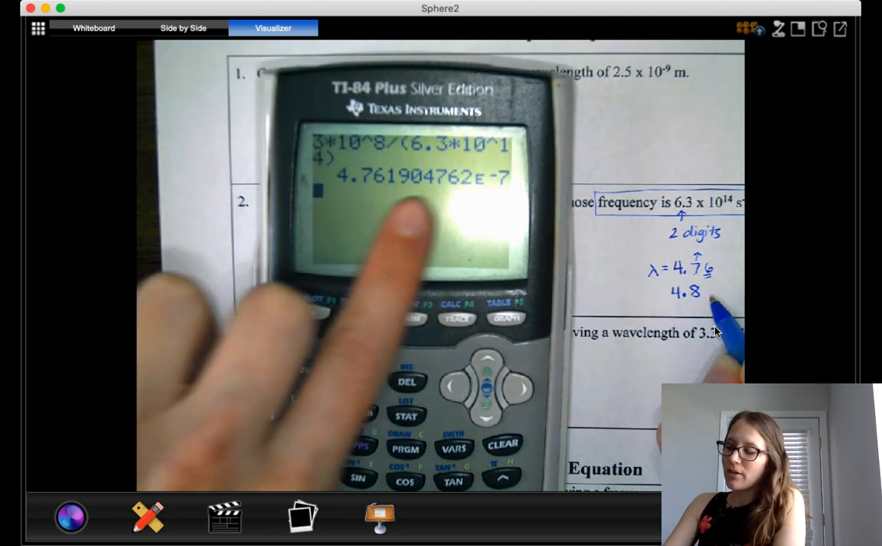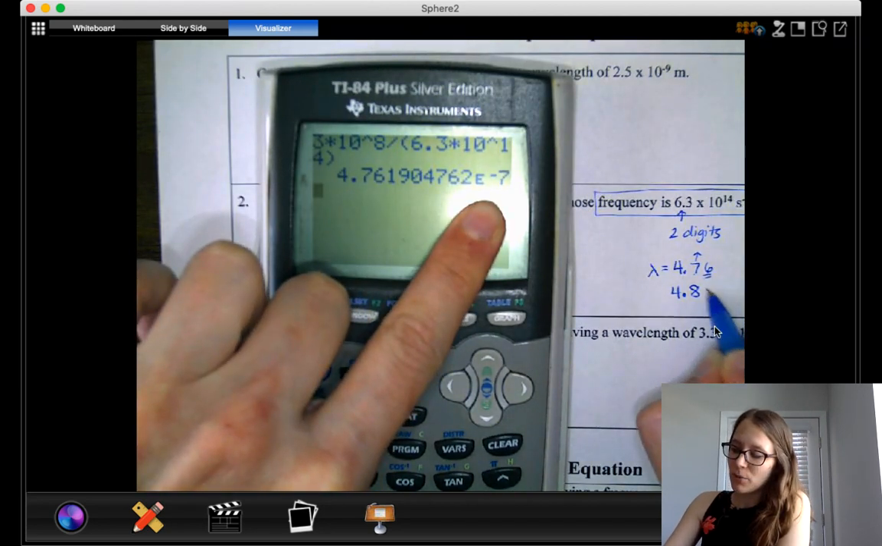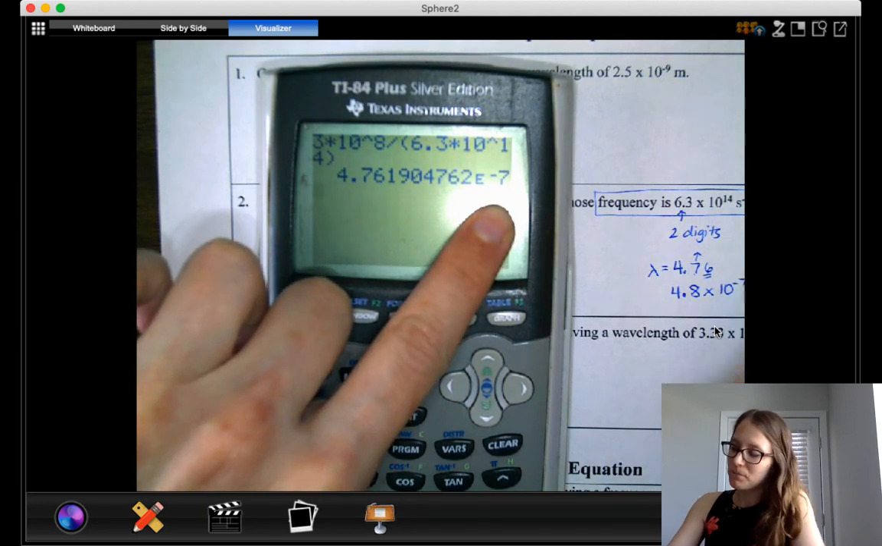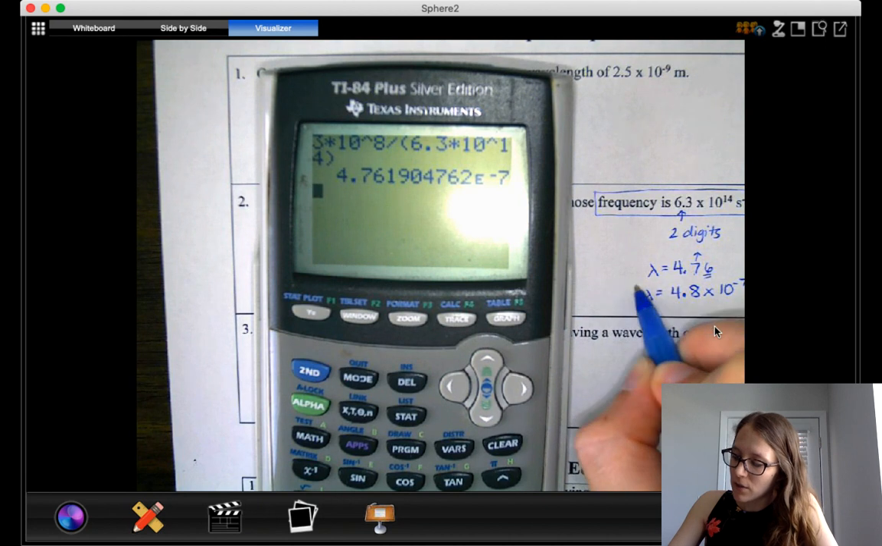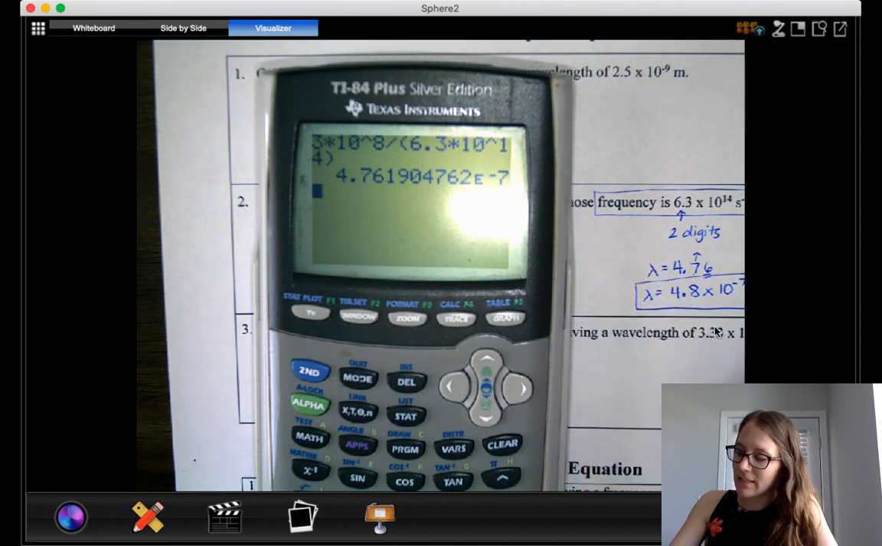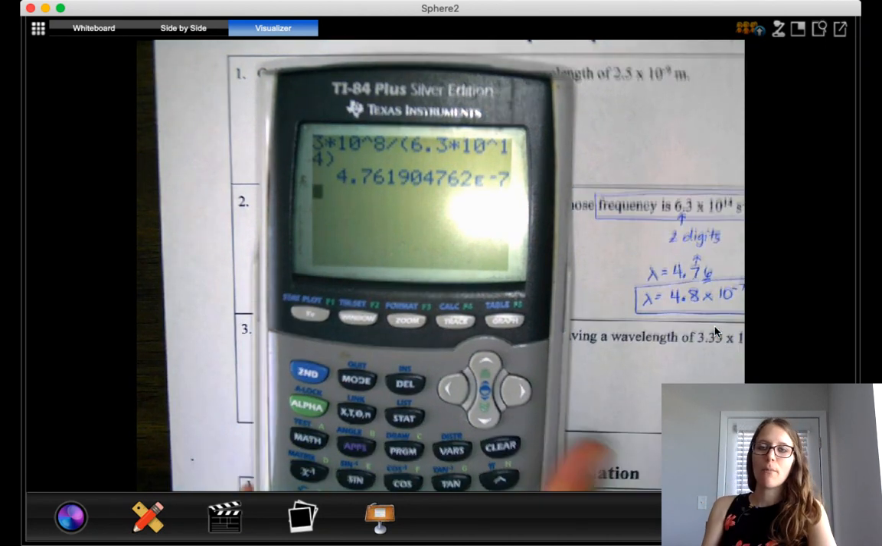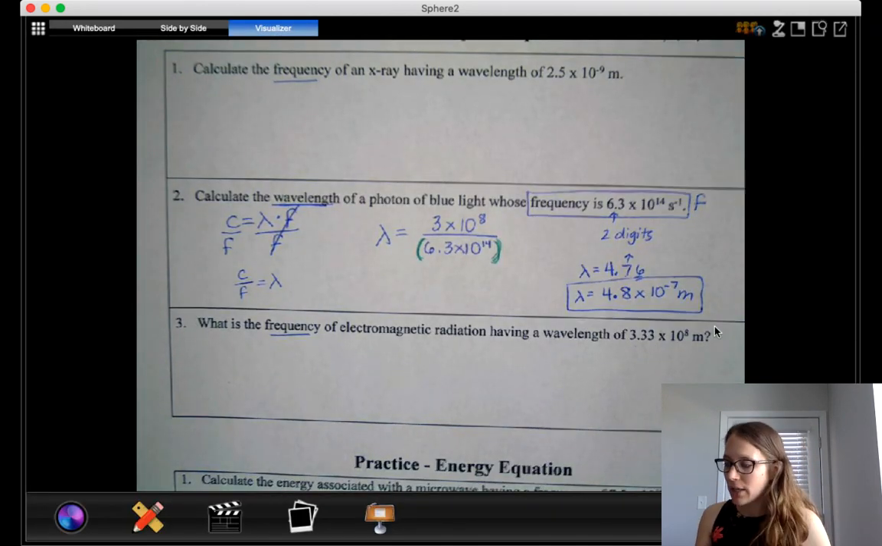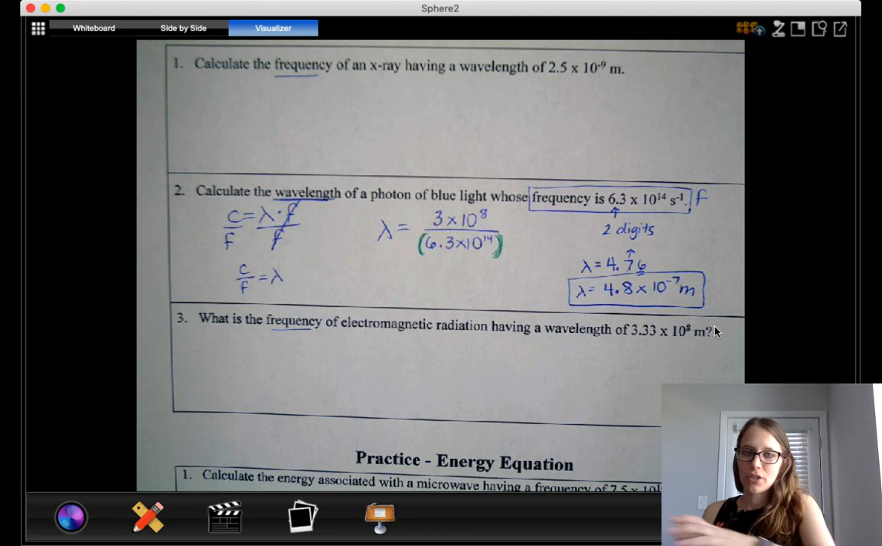And then I'm going to read across to the end and I see E, which means times 10 to the power of -7. Okay, so this would be our answer. Wavelength is measured in meters, so I'm going to throw meters on the end of my answer as well. Okay, so that's one more example of how to use our speed equation.